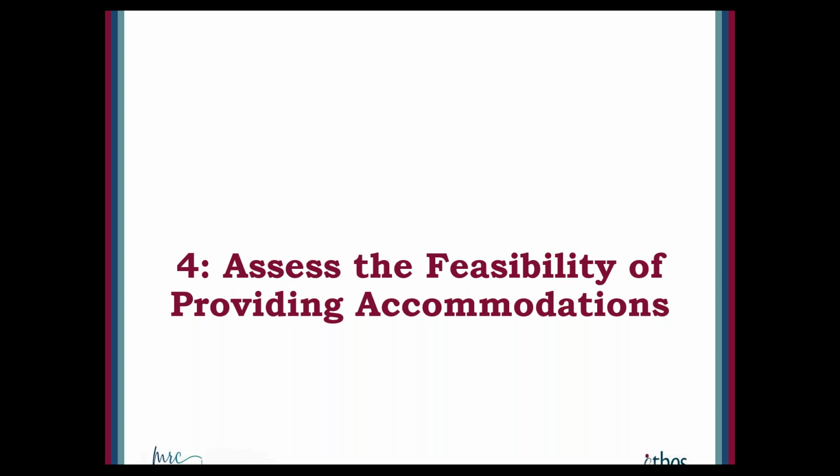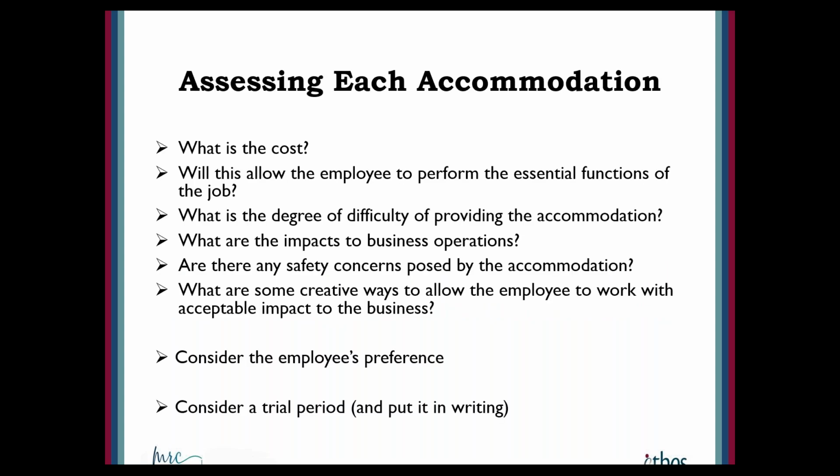Good. So number 4 is assessing the feasibility, right? So taking a look at all of those accommodations that you just brainstormed and figuring out, okay, what is reasonable and what's unreasonable about our list of accommodations, right? So some of the questions you might want to consider are, what is the cost of each one of these, right? Will this actually allow the employee to perform the essential functions of the job? Because otherwise, why do it, right? We're trying to solve a very specific problem, which is allow this person to continue to perform the essential functions. So make sure that the accommodation will do that.